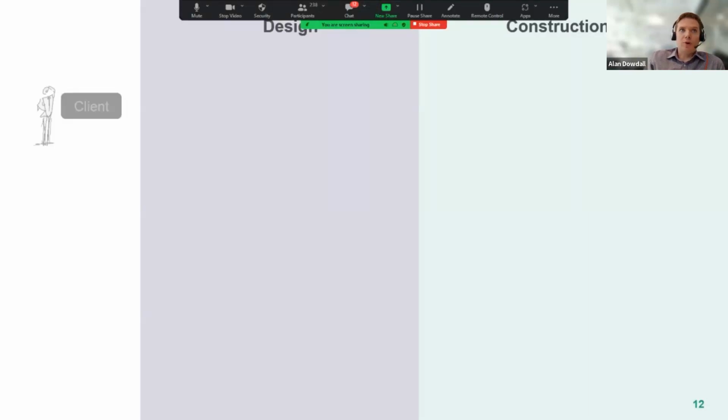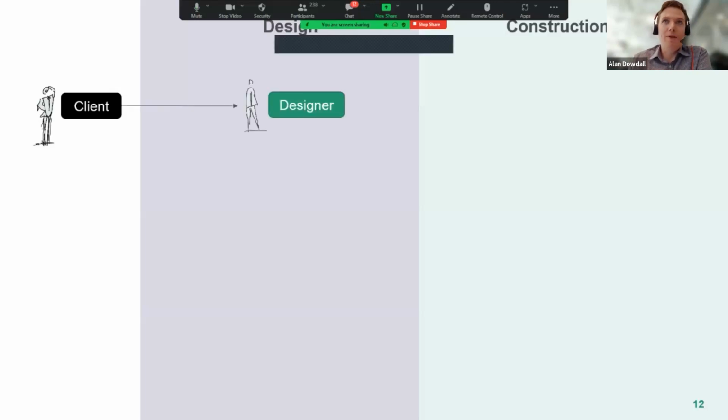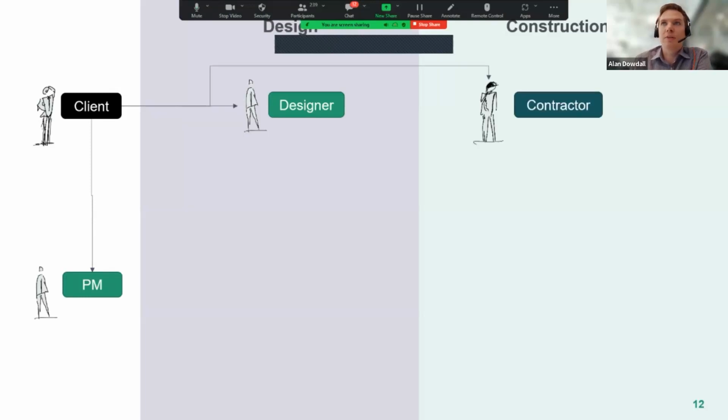So how does it work? Well, we've got a client who wants to design a building, and this works a lot with timber. We have a designer, and there might even be a PM who's a bit in a design role, coordinating everything, and they've got a contractor. That's a traditional view of how things have been done.